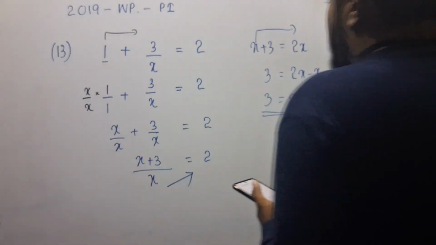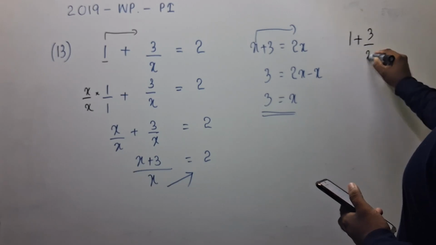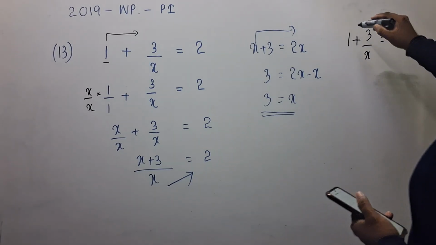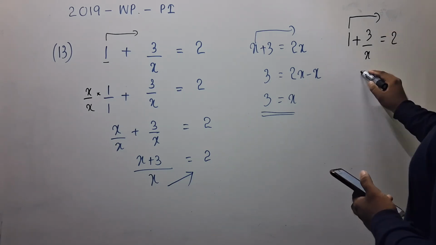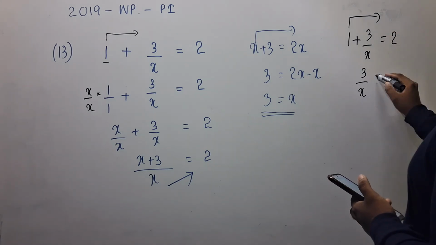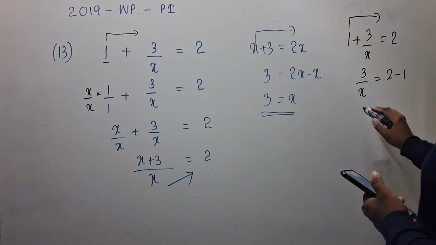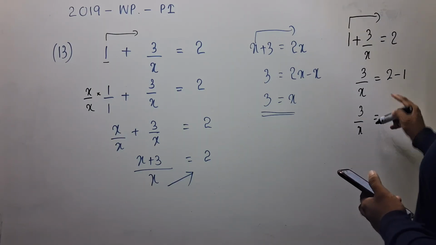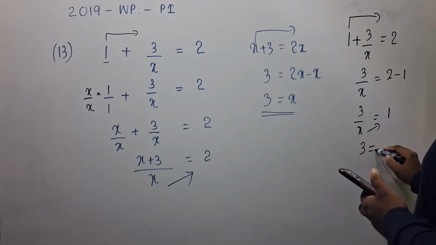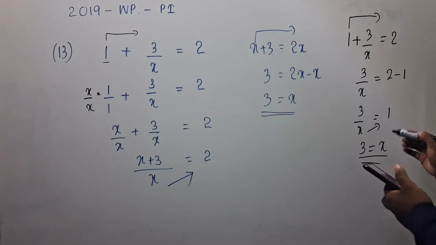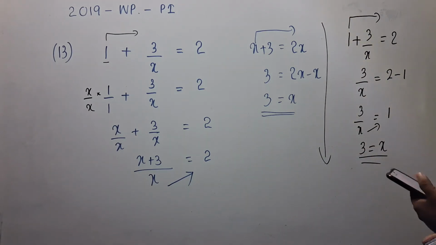So see the easy method. You have been given the question 1 plus 3 over x equals 2. Take this 1 to the other side. Then 3 over x remains here. 3 over x equals 2 minus 1, which is 1. Now you cross multiply. 3 is equal to x. You got the same answer in fewer steps.